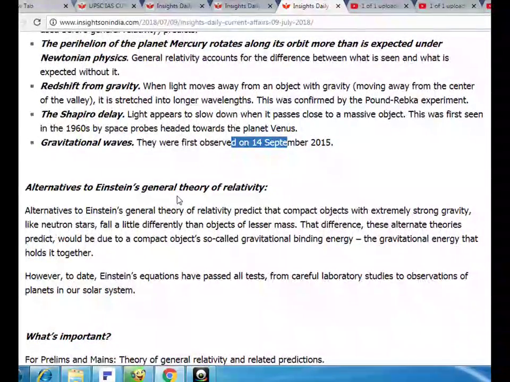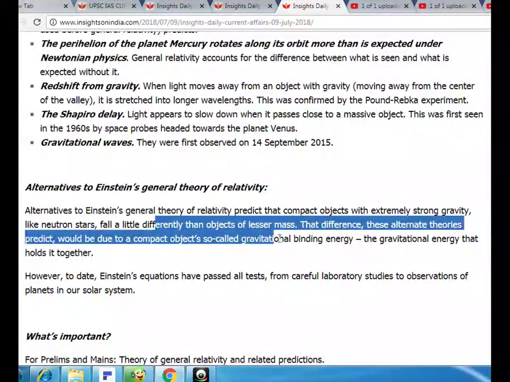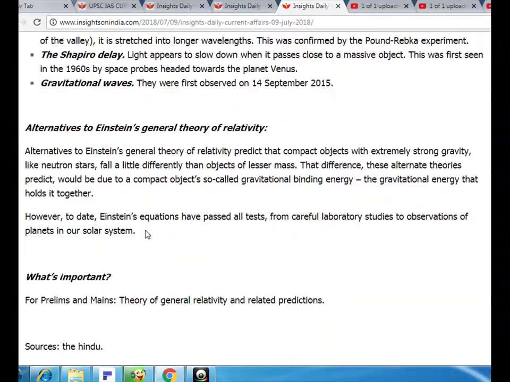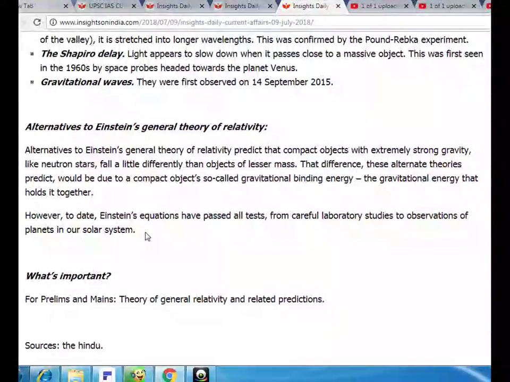Alternatives to Einstein's general theory of relativity. Alternatives to Einstein's general theory of relativity predict that compact objects with extremely strong gravity, like neutron stars, fall a little differently than objects of lesser mass. That difference, these alternate theories predict, would be due to a compact object's so-called gravitational binding energy, the gravitational energy that holds it together. However, to date, Einstein's equations have passed all tests, from careful laboratory studies to observations of planets in our solar system.